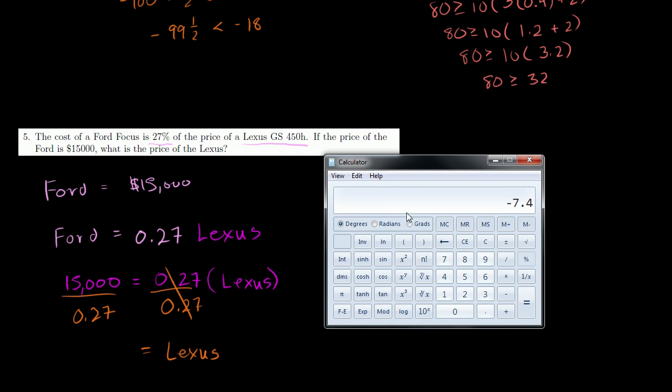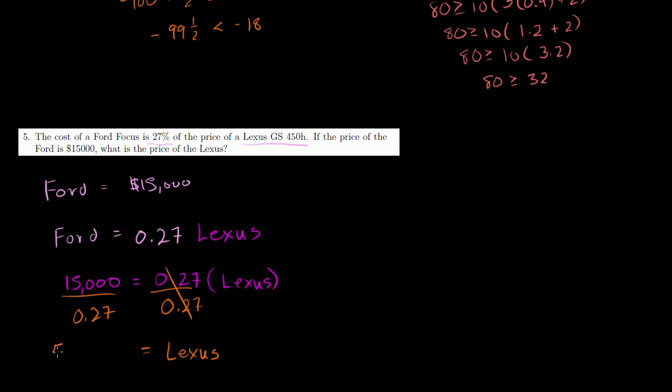Let's see what we get. $15,000 divided by 0.27 is equal to $55,555.55. So we'll say $55,556, just round up. So you're spending a lot more on the Lexus than you would on the Ford Focus. It better be a much better car.